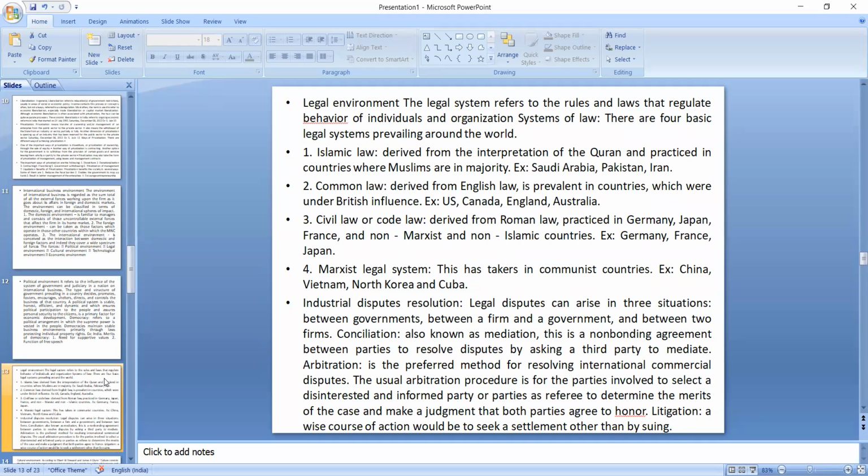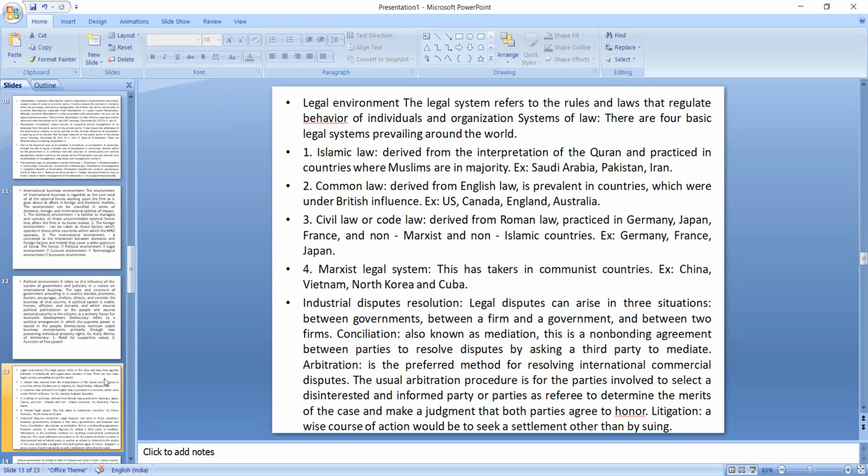Industrial dispute resolution. Legal disputes can arise in three situations: between governments, between a firm and a government, and between two firms. Conciliation, also known as mediation, is a non-binding agreement between parties to resolve disputes by asking a third party to mediate. Arbitration is the preferred method for resolving disputes. In the arbitration procedure, the parties involved select a disinterested and informed party or parties as a referee to determine the merits of the case and make a judgment that both parties agree to honor.